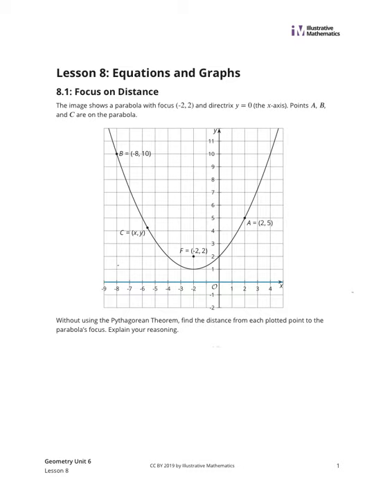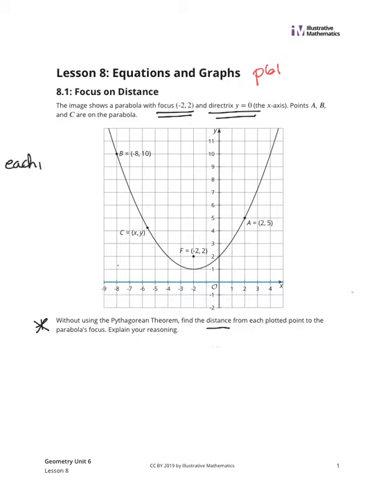Hi, Math 2. This is Unit 6, Lesson 8 on parabolas, and page 61 of our workbook. On this page, it's showing us a parabola with a focus at -2, 2, and the directrix is the line y equals 0, which is the x-axis. It's in blue. And points A, B, and C are points on our parabola. So what does it ask us? It says, without using the Pythagorean theorem, find the distance from each plotted point to the parabola's focus and explain your reasoning. Well, let's remember the big takeaway from lesson 7.